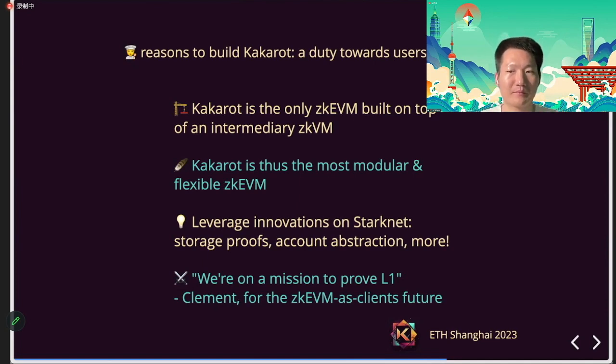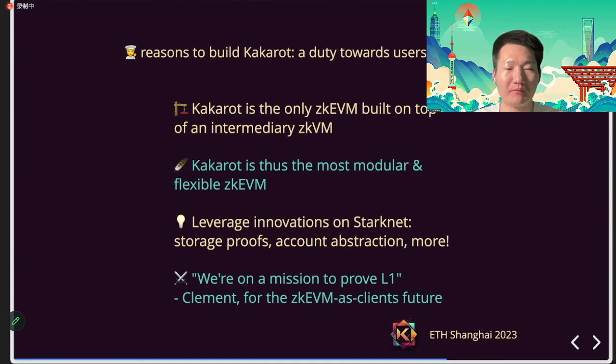And that's also why we built Kakarot in the span of 6 months. We're going to testnet now, and our team is literally just 7 people. And we used to be fewer. So that speaks. And yeah, we want to leverage innovations on Starknet, and we're so bullish on Starknet. I really believe that Starknet is going to be the top L2 in the coming years. And we're really bullish on using all the innovations on Starknet, account abstraction, storage proof.